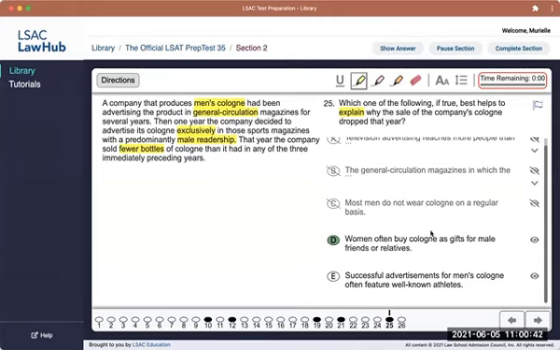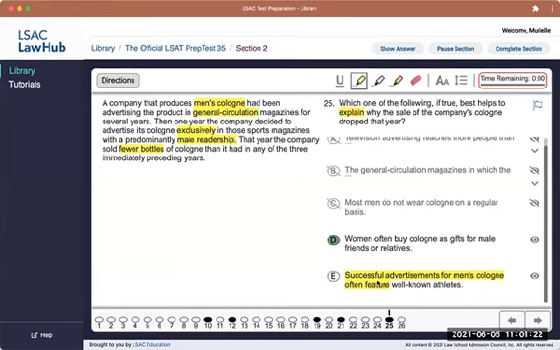So yeah, I would go with D here. And then successful advertisements for men's cologne often feature well-known athletes. This would suggest that the people who are viewing those advertisements are people who care about athletes, right? And so the advertisements are successful because of the association with the athlete. That means that the person looking at it cares about the athlete. And we would think that people who purchase sports magazines care about athletes, right?